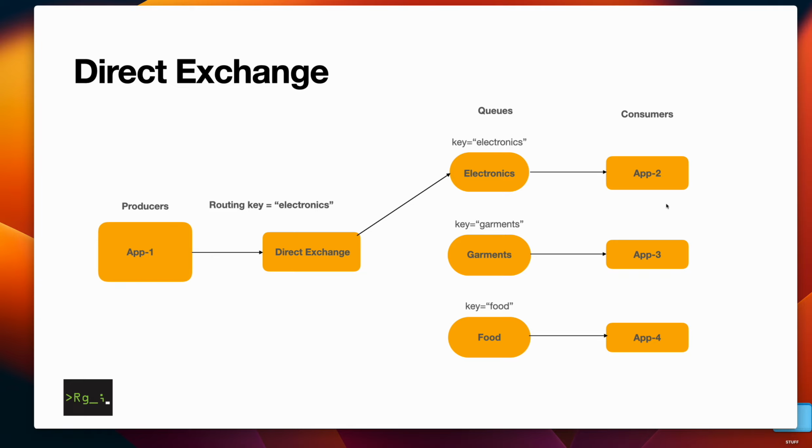So suppose we have consumers over here: app 1, app 2, app 3, and app 4. Suppose app 2 wants to consume from Q1, so it will be directly associated with the electronics queue. So whichever consumer wants to retrieve any message from any queue, it will tell that from this particular queue I want the message, and it will be retrieved.